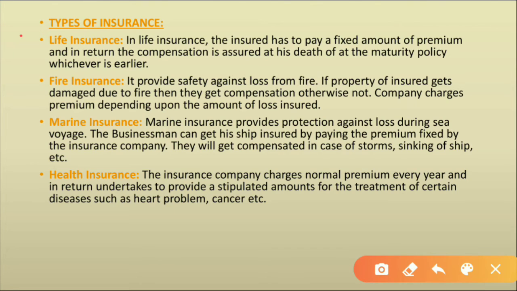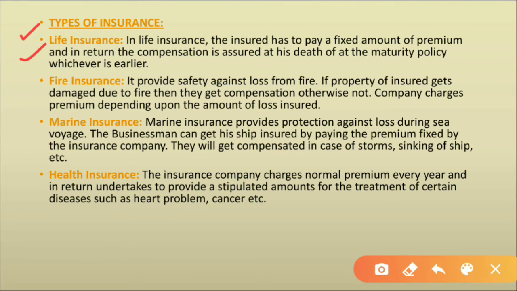Now students, the next topic is types of insurance. As we have already studied, there are different types of insurance: life insurance, fire insurance, marine insurance, health insurance. Let us understand this one by one. See, the first is life insurance. Life insurance is taken for the person's life.